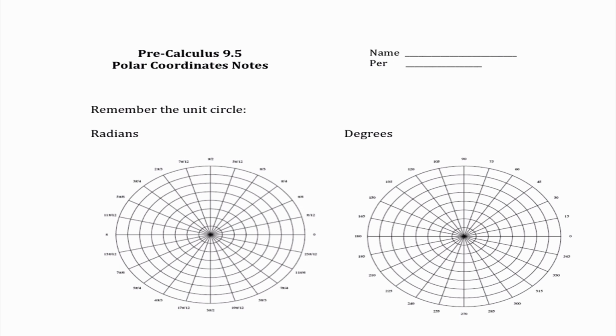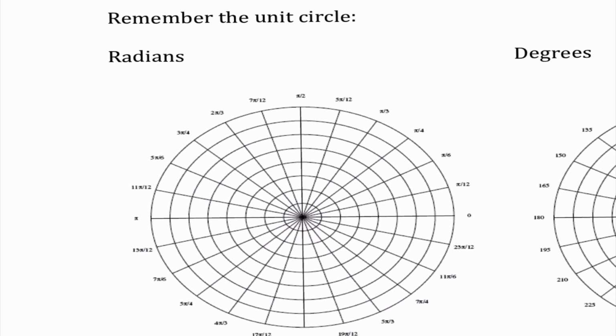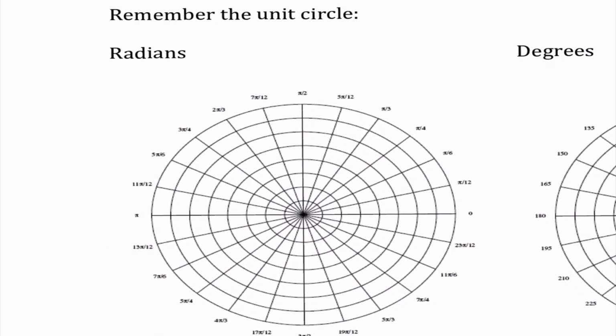And today we're going to really focus on the basics, which is just dealing with polar coordinates and understanding what those actually mean. So, in order to do that, we're going to go back in time here and talk about the unit circle. So, remembering the unit circle, okay, we worked with radians. And we also worked with degrees.